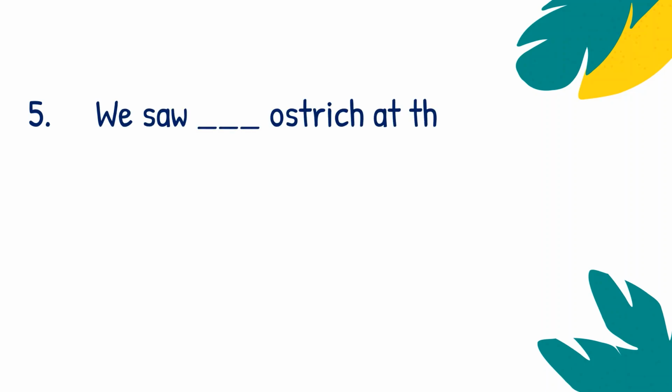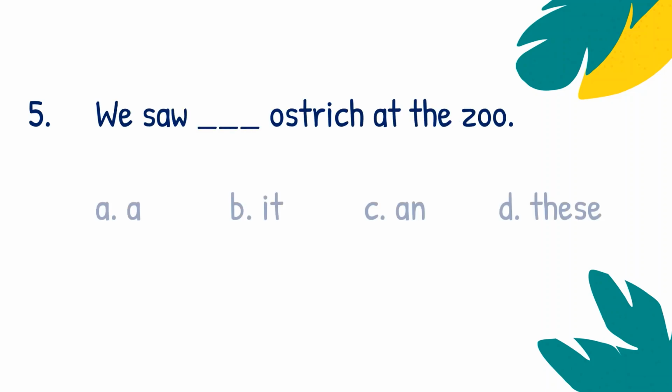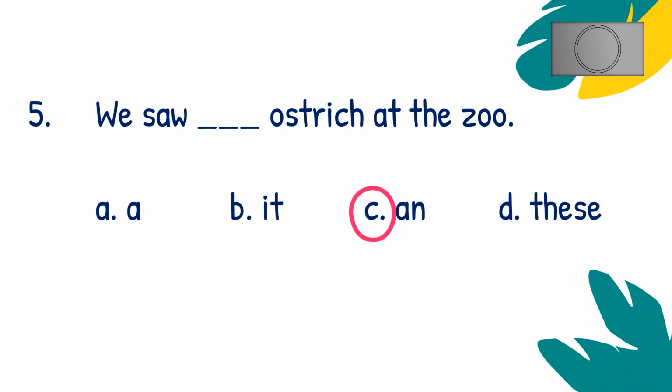Number 5. We saw blank ostrich at the zoo. A. A, B. It, C. An, D. This. And the correct answer is letter C. An. We saw an ostrich at the zoo.